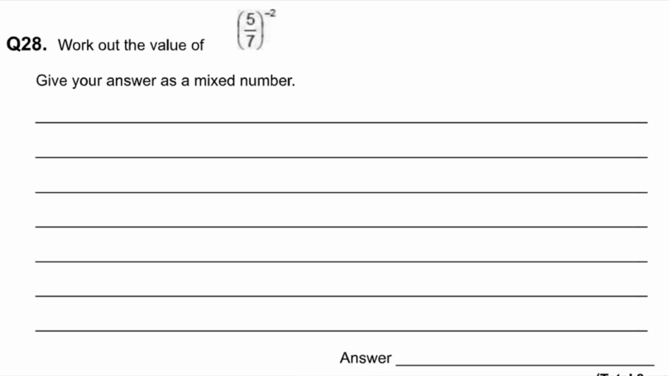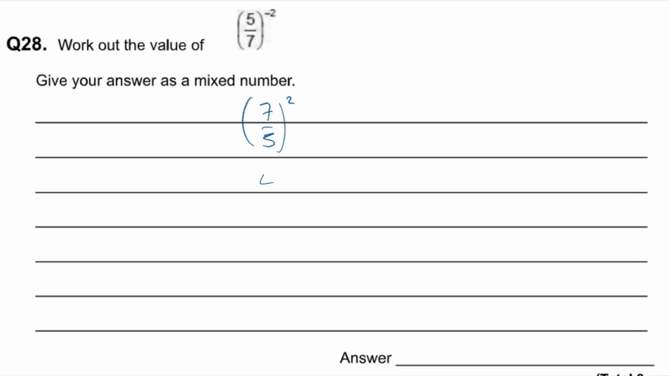Question 28, work out the value of 5/7 to the minus 2. Give your answer as a mixed number. Okay, negative index means 1 over the same number to a positive index. So what I can do here is just flip the fraction over and say that's the same thing as 7 over 5 to the power of 2. That's the easiest way of doing it because 5/7 is 7/5 to the minus 1. And then multiply minus 1 with minus 2, and that gives you 2. So if you've got a negative index of a fraction like that, you can just flip the fraction over and change it to a positive index.